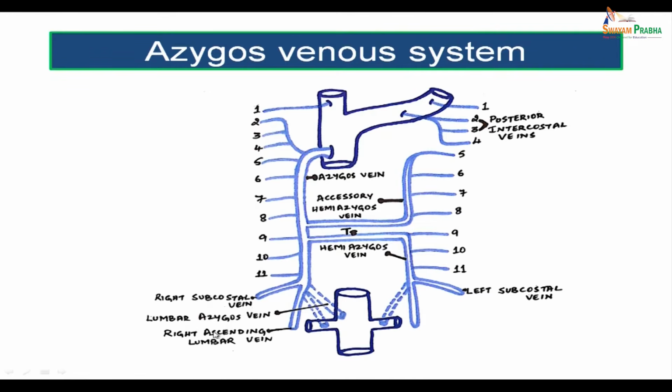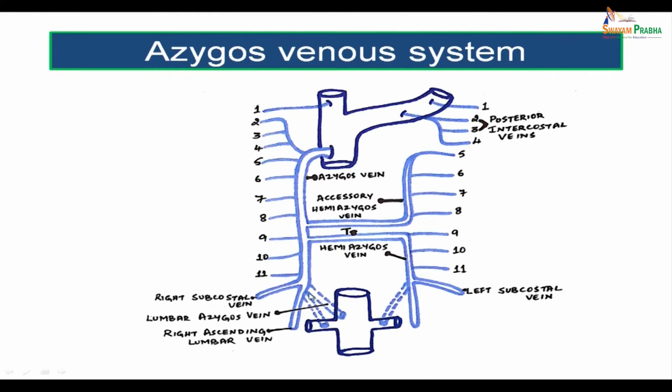The azygos vein runs on the right side of the midline to reach up to the fourth thoracic vertebral level. Here it is going to arch over the root of the right lung and it is going to end in the superior vena cava before it pierces the pericardium. So, that is the azygos vein course.